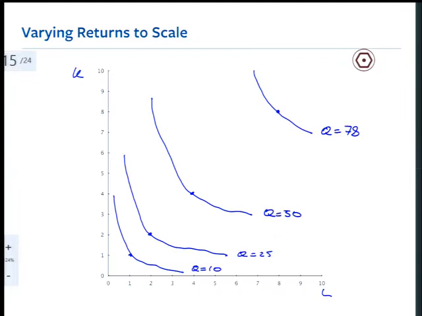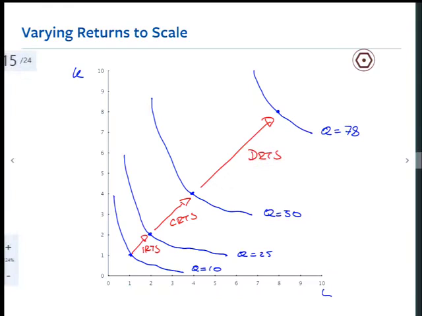Okay, here I go from 1, 1 to 2, 2. I double inputs. I go from 10 to 25. I more than double output. So here I have an area that is increasing returns to scale. Then I go from 2, 2 to 4, 4. I again double inputs, and I exactly double output. So I go from 25 to 50. So this is constant returns to scale. And then I double again from 4, 4 to 8, 8, and I less than double output. I go from 50 to 78. That's decreasing returns to scale.